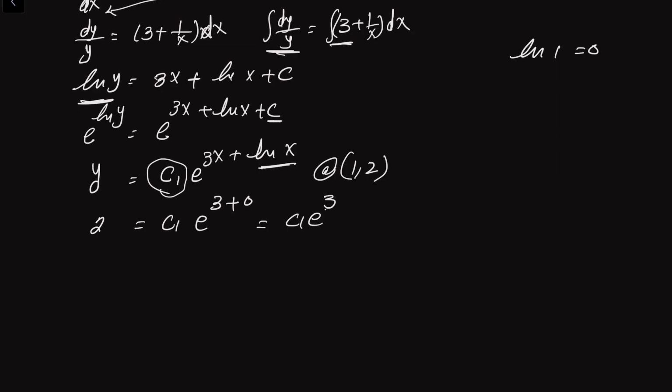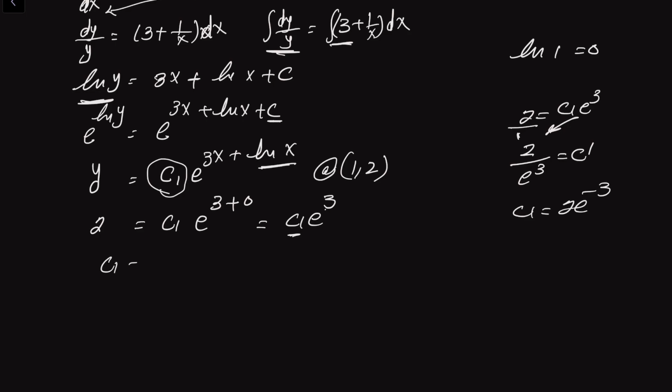Now we want to know what's the c1 value. So we have 2 is equal to c1 e to the 3rd. If we move the e cubed down, 2 over e to the 3rd equals c1. So c1 will be equal to 2 e to the negative 3. That's the value of my constant.